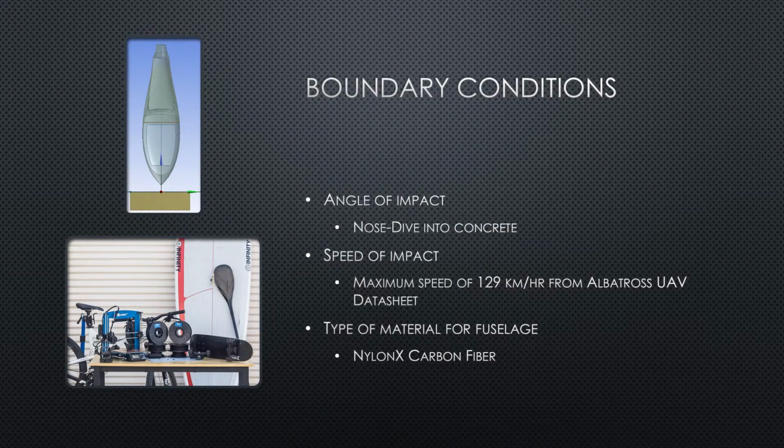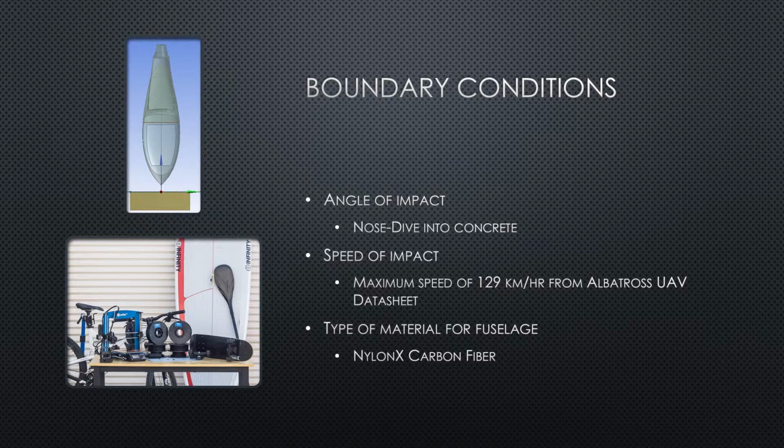As far as my boundary conditions, the angle of impact was a nosedive into the concrete. That is a worst case scenario. In the case that a stall occurs, the drone will not always nosedive straight into the concrete. Sometimes it will come in at an angle, which would be a more realistic scenario, and which would in turn allow us to preserve more of the fuselage.